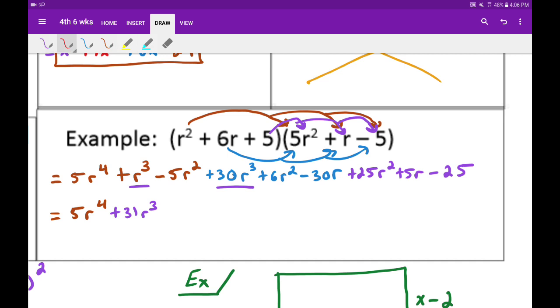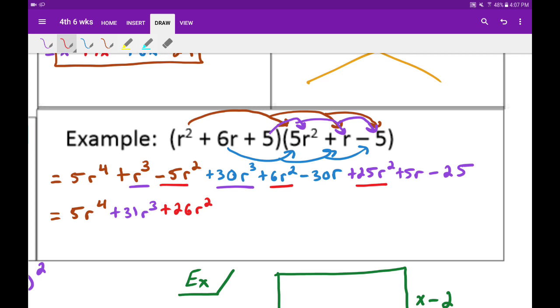The next thing we're going to do is r squared. So we got -5r squared, 6r squared, and 25r squared. So when you combine all those together, we're going to end up with 26r squared. Okay, so watch the math. It's basically just -5 plus 6 plus 25, which is a 26.